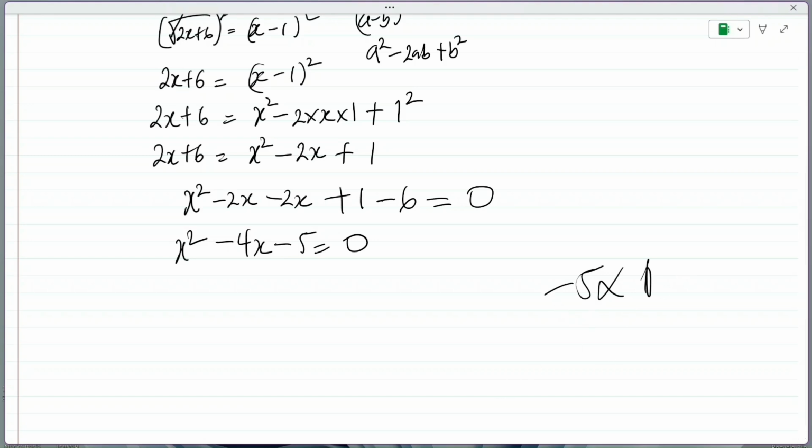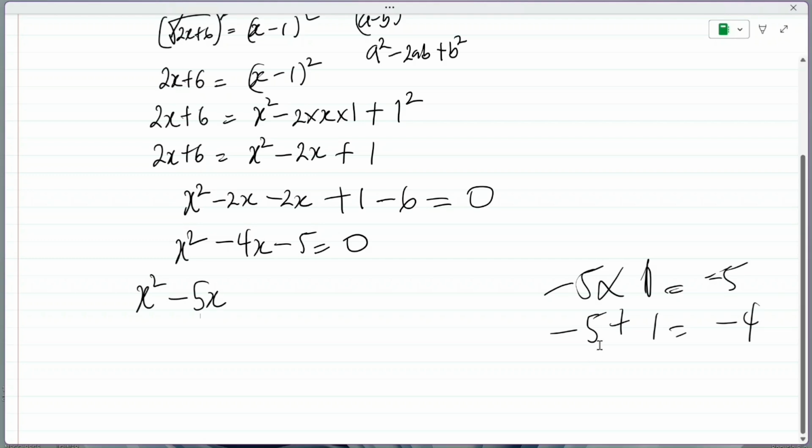So it is minus 5 times plus 1. Minus 5 times plus 1 will give you minus 5, and when you add minus 5 plus 1, it will give you minus 4. So the two values are minus 5 and 1. So you have x squared minus 5x.